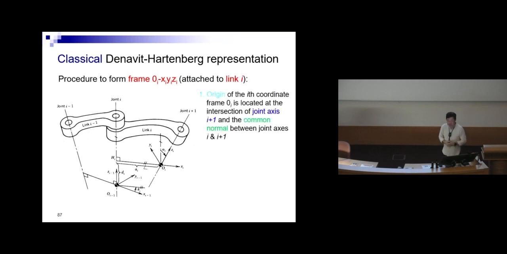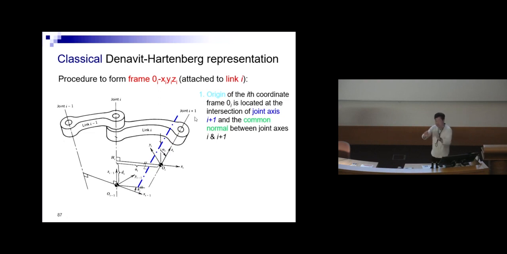First you have to determine the origin of the i coordinate frame, Oi, which is located at the intersection of the joint axis i plus 1 and the common normal between the joint axis i and i plus 1. So first you need to identify this. This is the origin. And then this is the joint axis i plus 1.